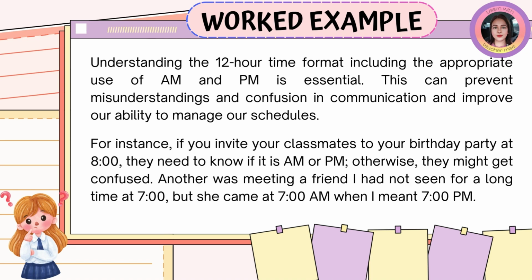For instance, if you invite your classmates to your birthday party at 8 o'clock, they need to know if it is AM or PM. Otherwise, they might get confused. Another example was meeting a friend I had not seen for a long time at 7 o'clock, but she came at 7 o'clock AM, when I meant 7 o'clock PM.